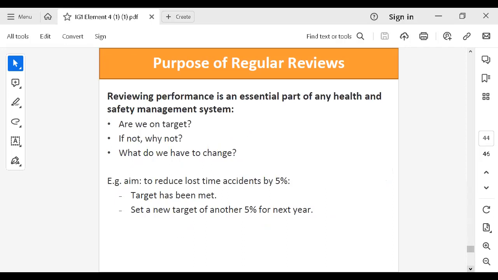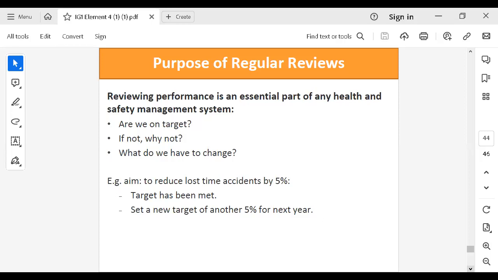Purpose of regular review: during the review, the performance is checked, and reviewing performance is an essential part of any health and safety management system. During the review, we are checking that we are on target. If we are not on target, why are we not on target? What do we have to change so that we come on target?